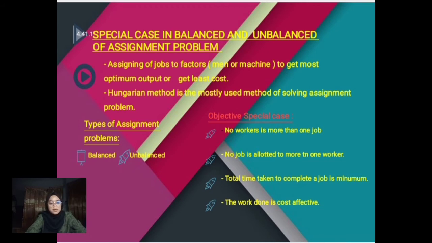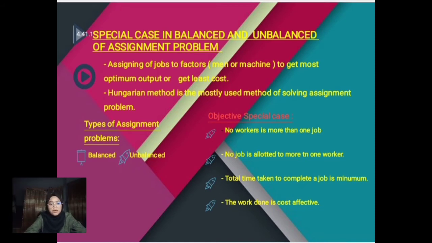Let me explain special cases in balanced and unbalanced assignment problems. Assignment of jobs to workers, men or machines, to get the most optimum output or the least cost. The Hungarian method is the most used method of solving assignment problems. Assignment problems have two types. The first type is balanced. The second type is unbalanced.